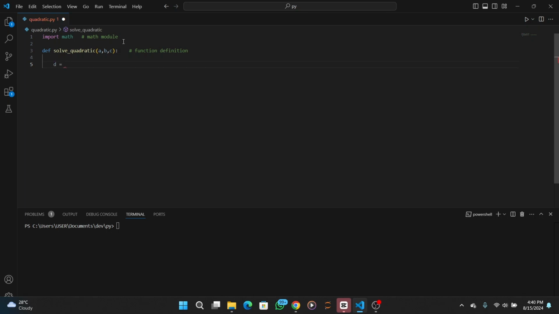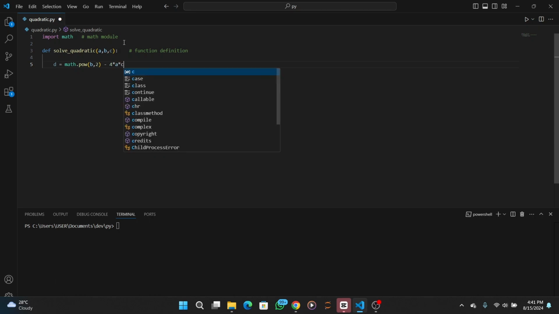Now the discriminant is given by d. So d equals power of b squared, then minus 4ac. Now this is d, so this is the discriminant, so I'll just comment it out, discriminant.